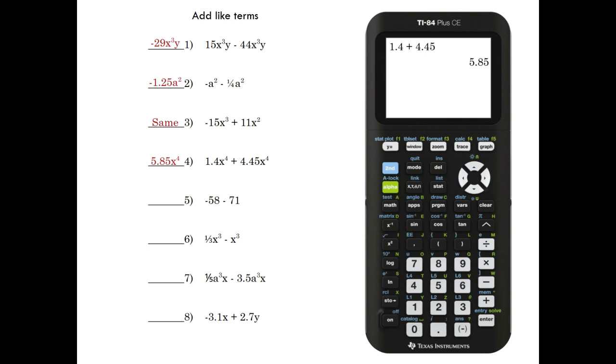Negative 58 minus 71. They're both constants. They're both numbers. So actually you add them together, and those are also like terms as well. Numbers are considered like terms as well.